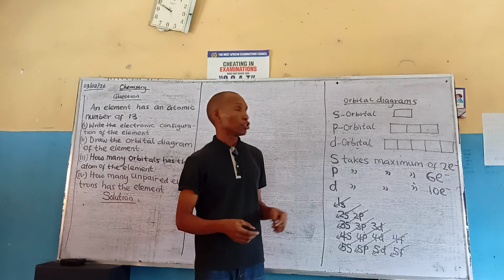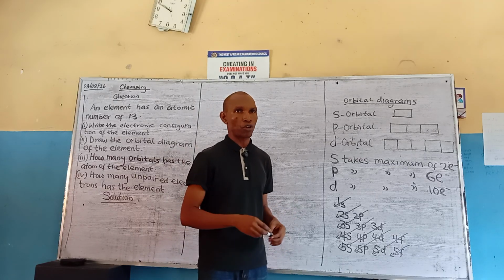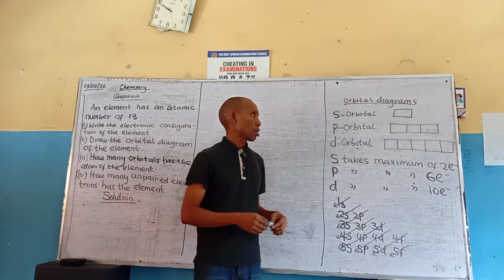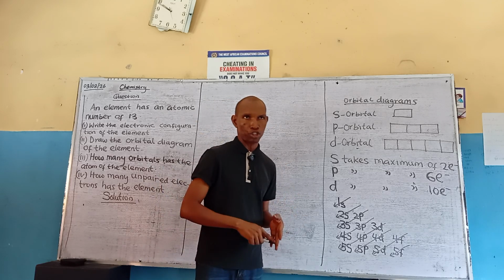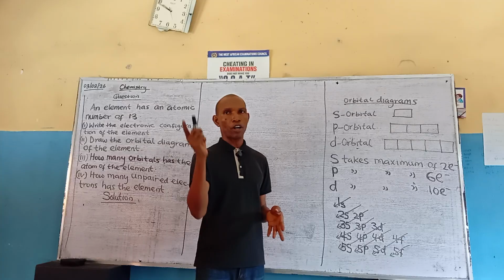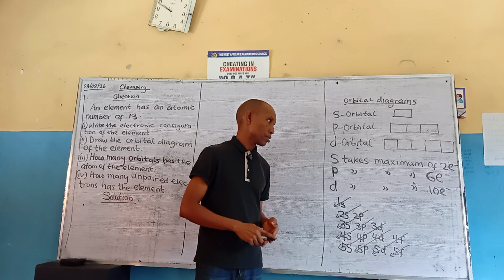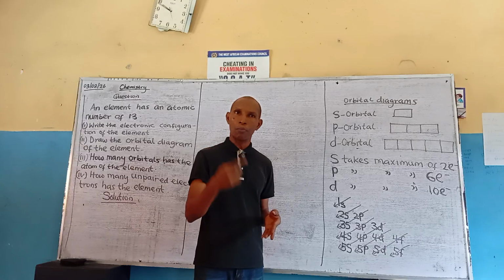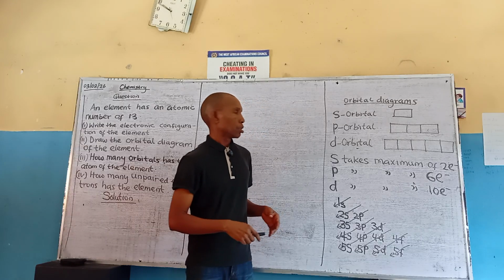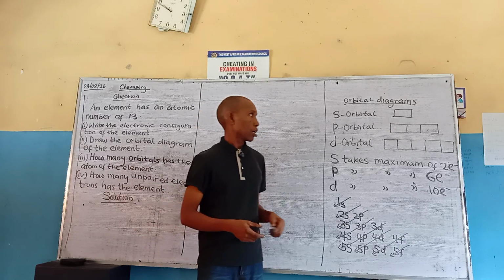Very important. Now, we are taking problems involving atomic structure, but in this problem, we are going to consider how to write the electronic configuration of an element, how to draw the orbital diagram of an element, and how to know the number of unpaired electrons and the number of orbitals the element has.